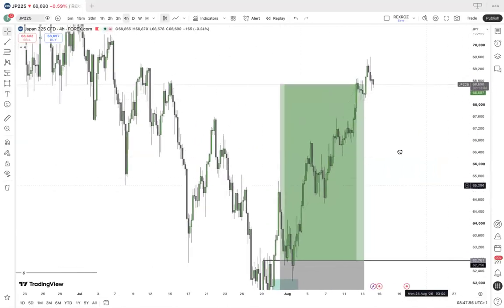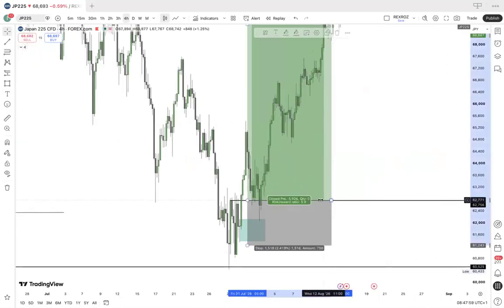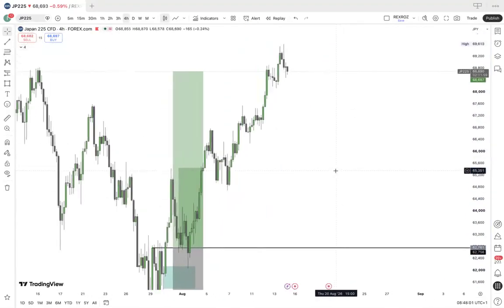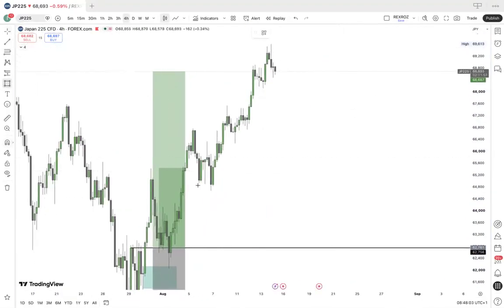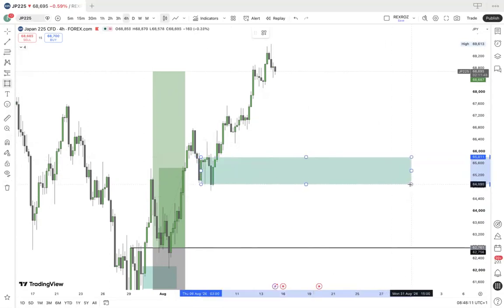If price should pull down to this, let me clear this. If JP can pull down to this particular zone, it would be nice for me to look for more buys. Now this is a QM, liquidity sweep, change of character, inducement. Now this is a QM on its own right here. This is a QM. This is an inducement, or a structural liquidity.